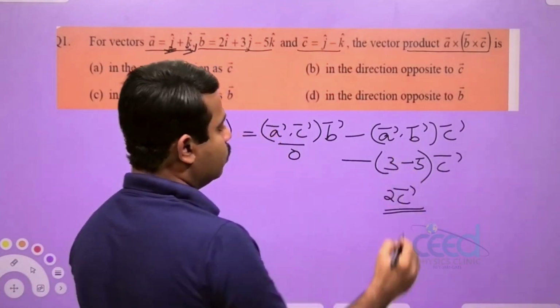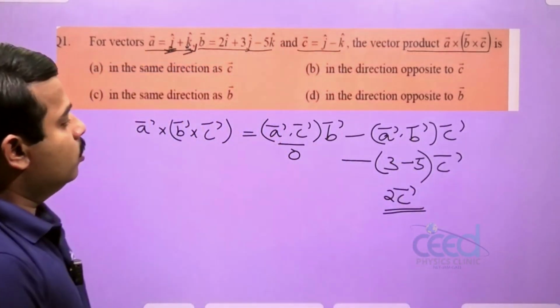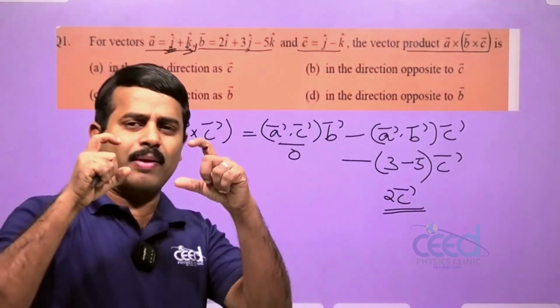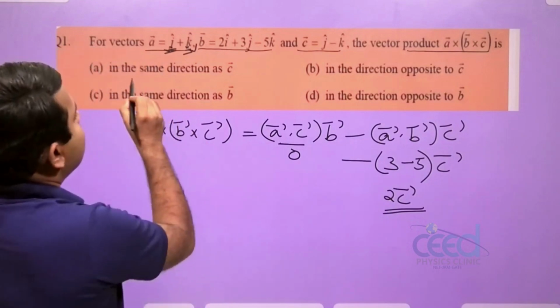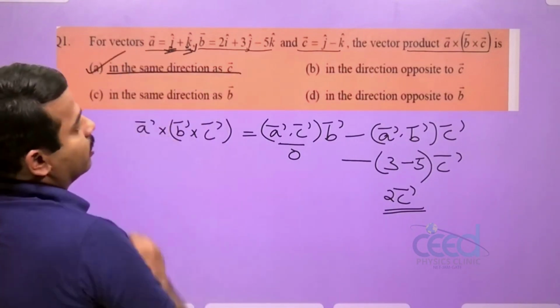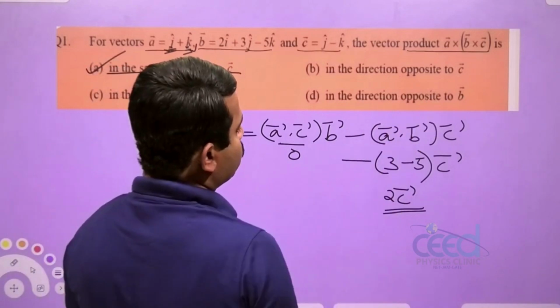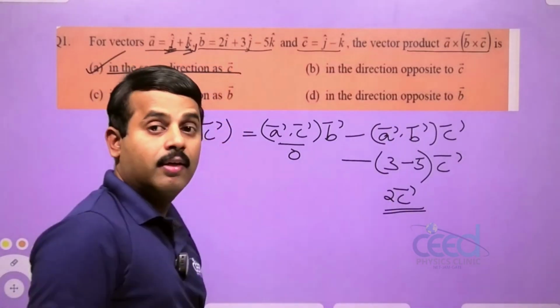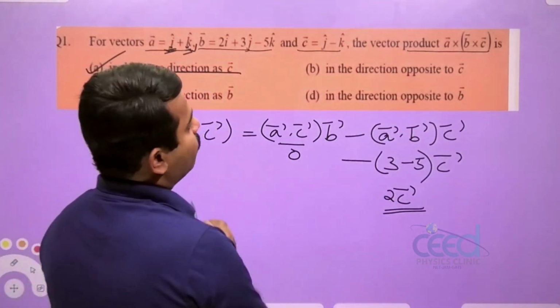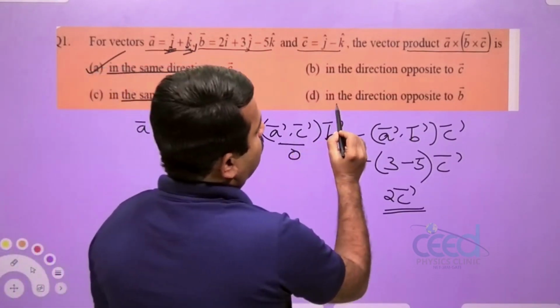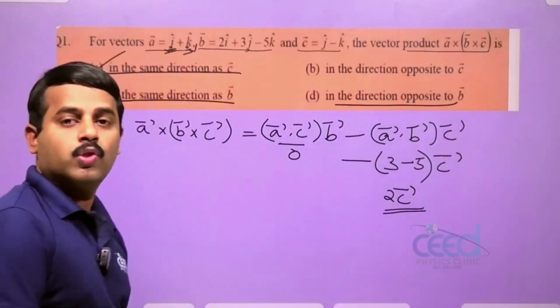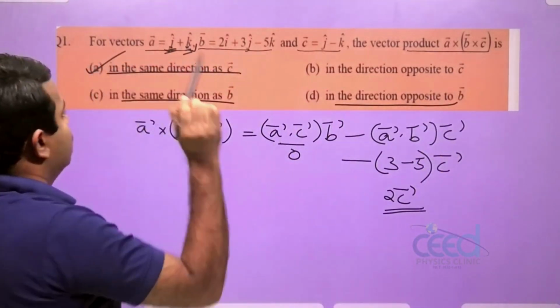So 2C means it has the same direction as C, only the magnitude is different. So we can say in the direction of C, this is correct. In the direction opposite to C, no, here this is a plus sign, it is the same direction as C. In the same direction as B, that is not true. In the direction opposite to B, that is also not true. So this option is correct.